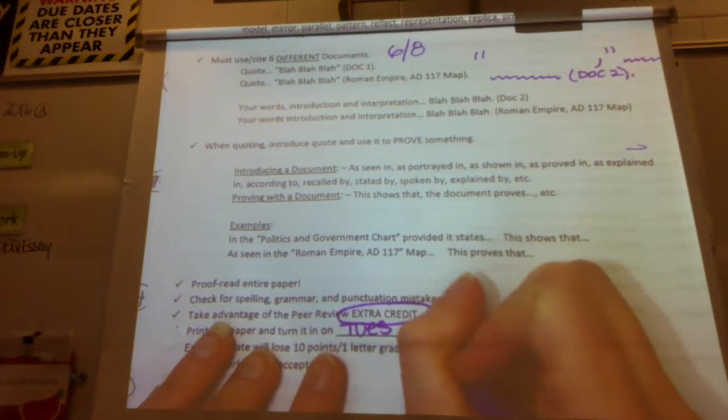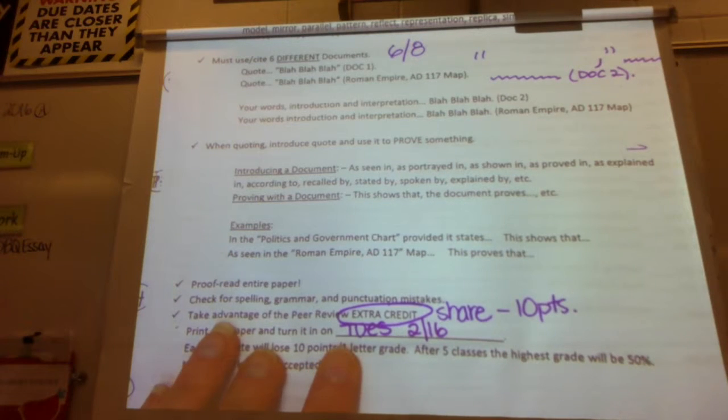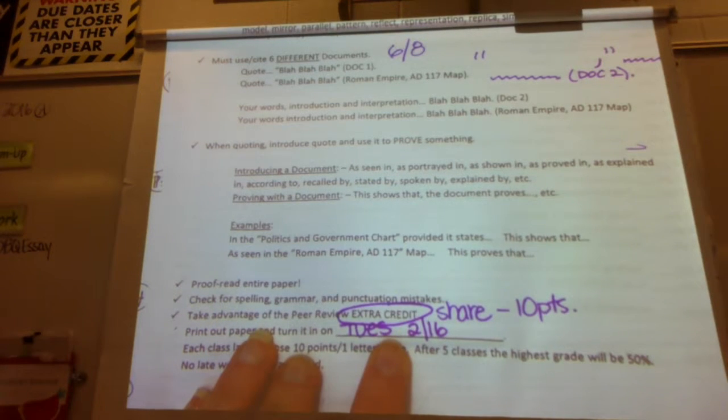It'll be 2/16. You have a 3-day weekend before that. So if you follow me here, you guys don't have school Monday or Tuesday. And then we'll have school Wednesday, Thursday, Friday. Then you'll have another 3-day weekend. That Tuesday it'll be due. Print it out.